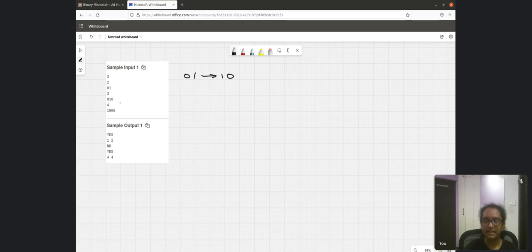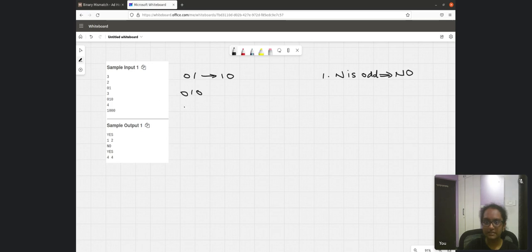The next test case is 0 1 0, and here we have an important observation: if n is odd, we won't be able to convert it, because there is no way that there will be an equal number of ones and zeros, since n itself is odd. So you can't have half zeros and half ones. You'll either have 2 zeros and 1 one, or 2 ones and 1 zero. So n is odd implies no.